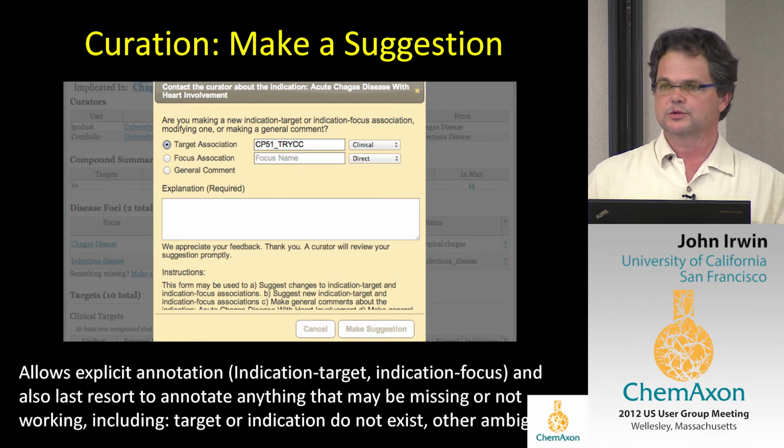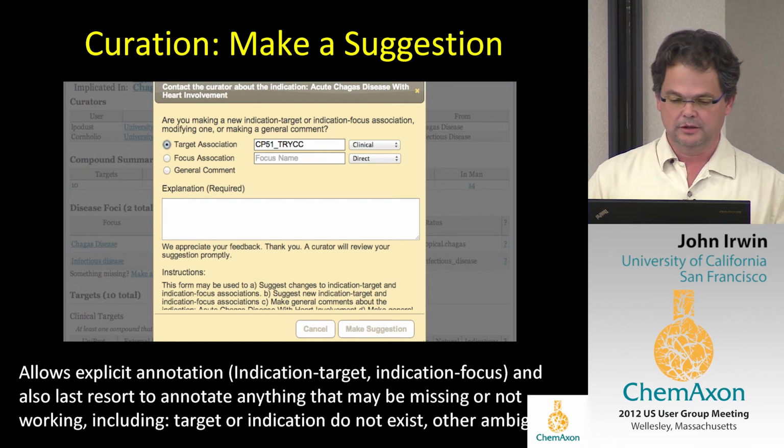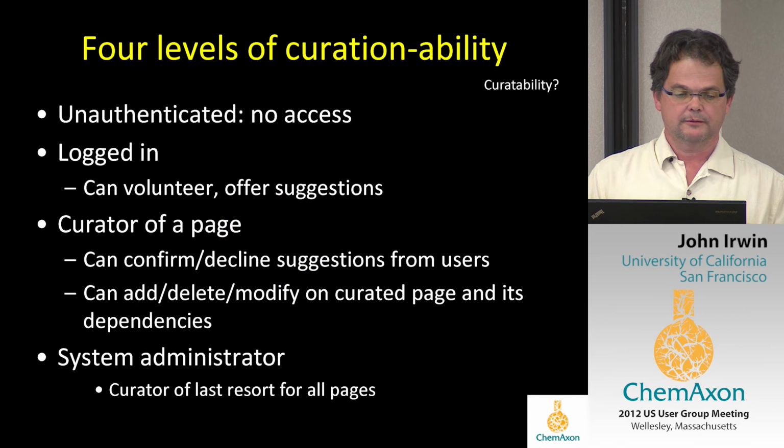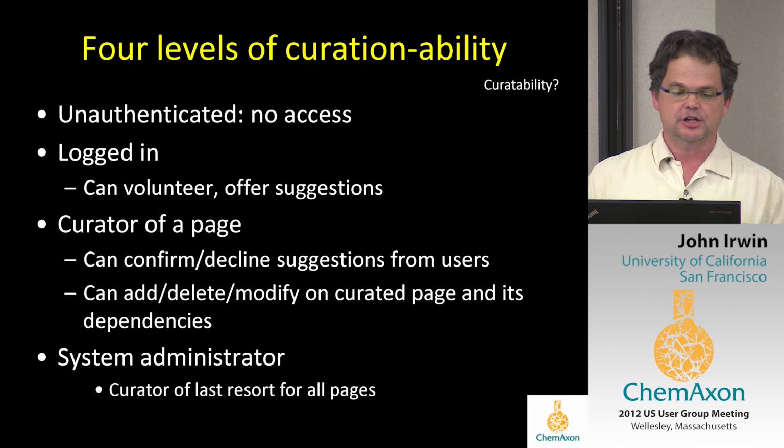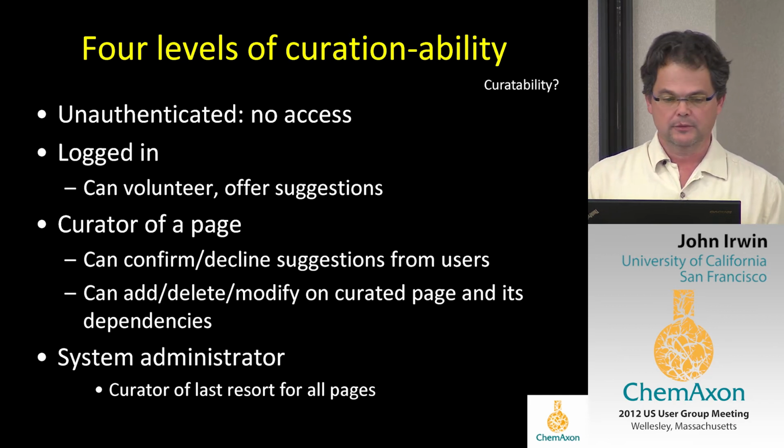So I think it's one of those things like if you build it, maybe people will come. If you don't build it, people won't come. So I guess we'll see what will happen. And so we've got a model that allows for 4 levels of curation. So if you don't identify yourself to our system, we won't let you in. You can look at things, but you can't change anything. You can't even make a suggestion, so that's going to keep down spammers, we hope.